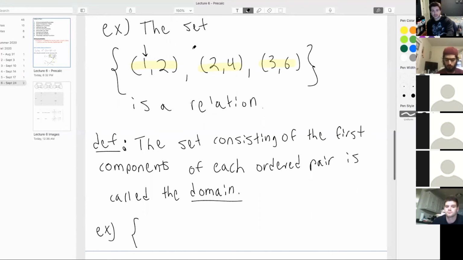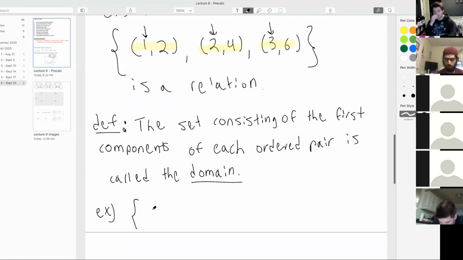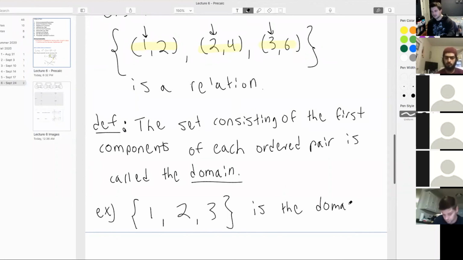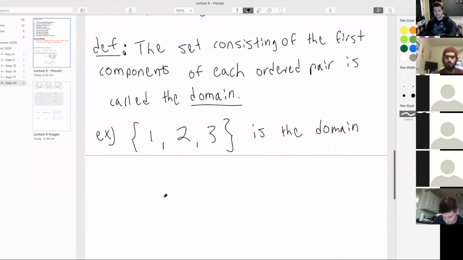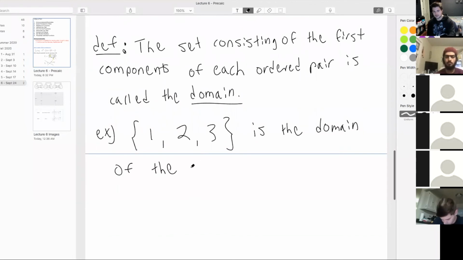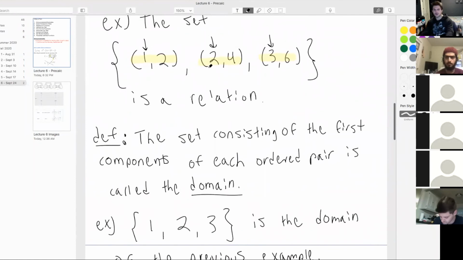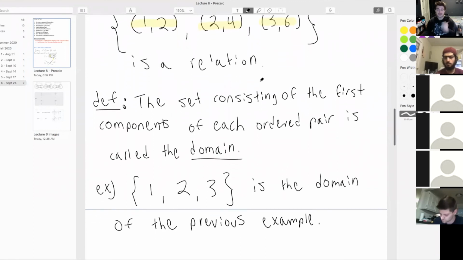So look, 1, 2, and 3. Those are the first components of each ordered pair. Let me put those first components in a set. That would just be {1, 2, 3}. That is the domain of the previous example. I hope everyone sees how I obtained the set {1, 2, 3}: I took the first component of each ordered pair and stuck them in a set. So that's the domain.